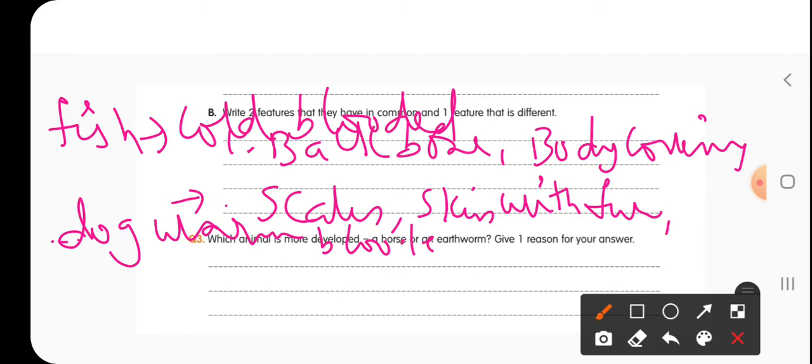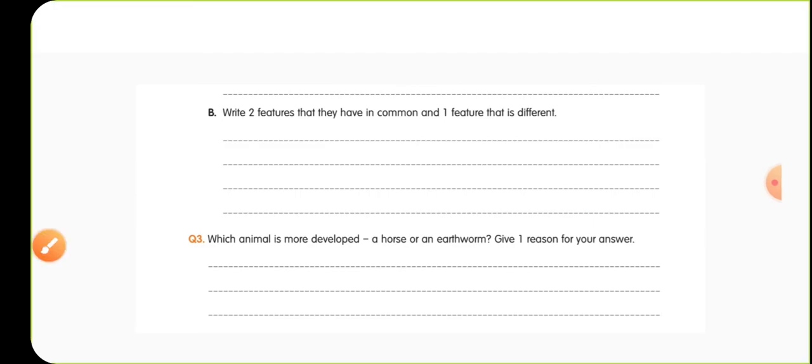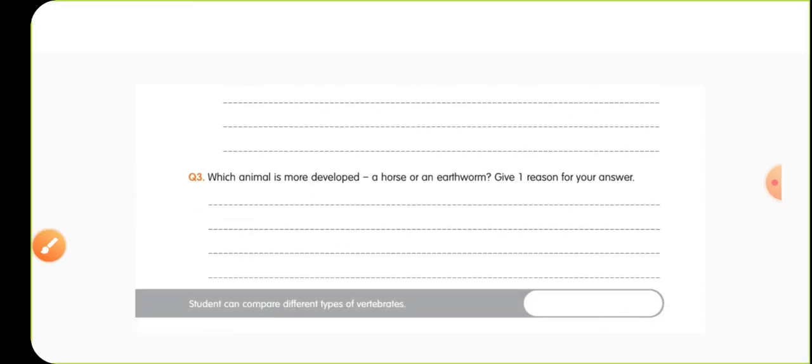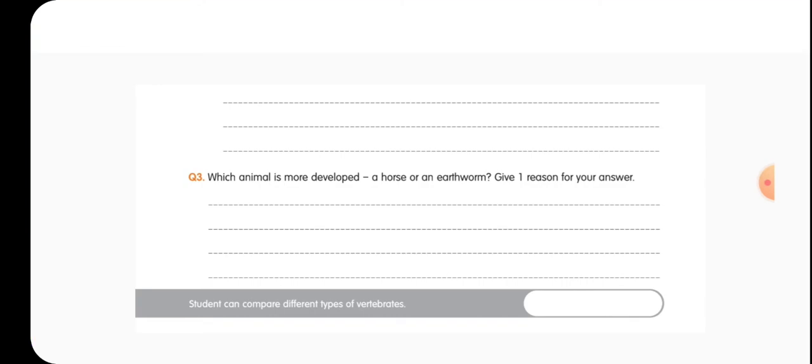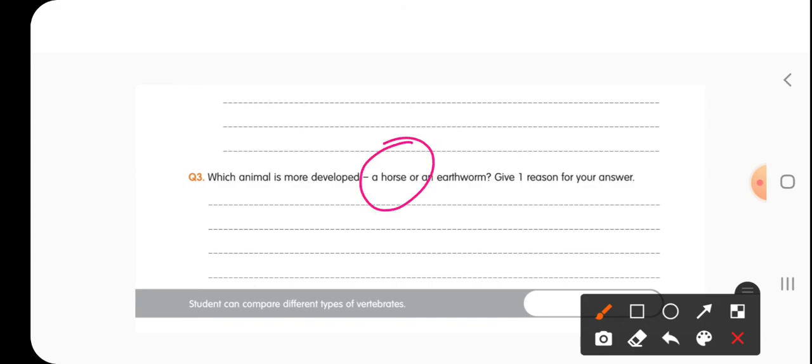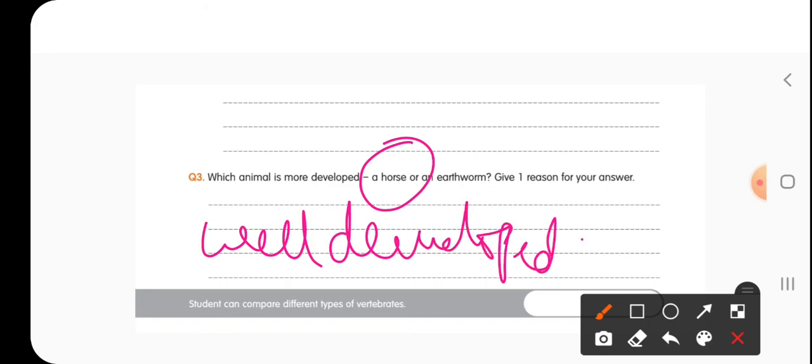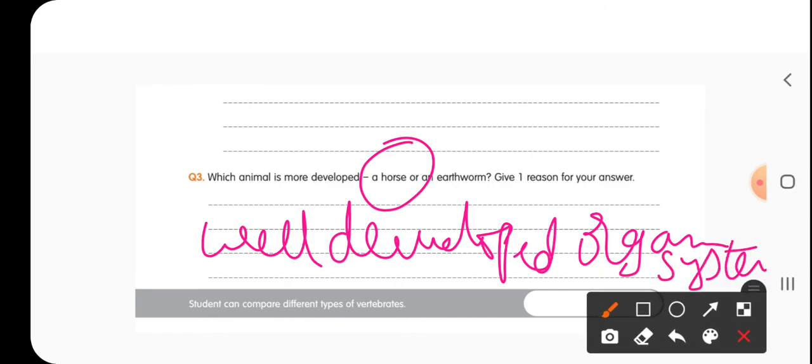Now the third question: which animal is more developed, a horse or an earthworm? Give one reason for your answer. Definitely the horse is the most developed animal because of the presence of well-developed organ systems. Okay, children, elaborate your answers and complete them in your worksheet, page number 25.